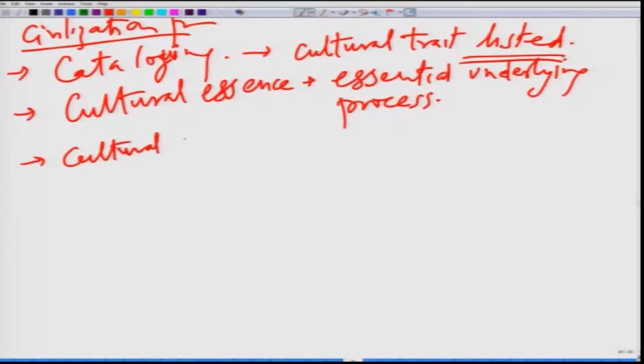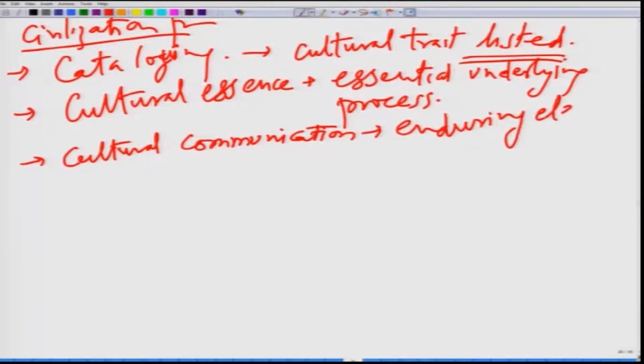And the third thing is the notion of cultural communication. The notion of cultural communication is again important, because we have to take care of those enduring elements that are transmitted from society to society. So, the cultural communication is again important, because those enduring or sustaining elements of the culture are to be transmitted, because if the culture is not transmitted, then it is going to die, because once it is not moving to the next generation, then we say that the culture is lost.